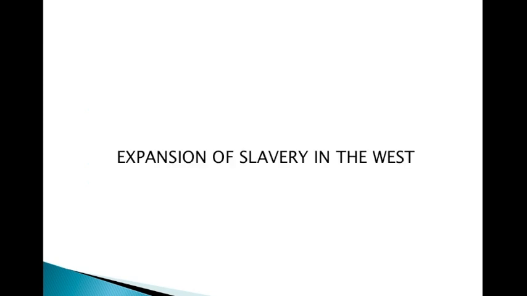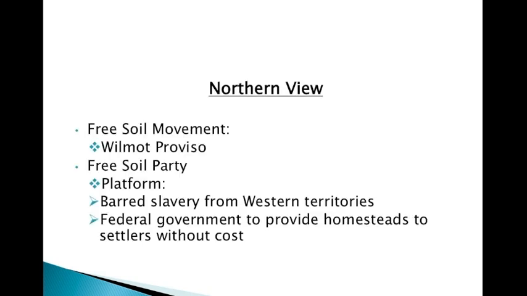Another underlying cause of civil war was the Northern view versus the Southern view regarding the expansion of slavery into the Western territories. The Northern view included the Free Soil Movement and the Free Soil Party. The Free Soil Movement included the Wilmot Proviso, which was a resolution proposed by Congressman David Wilmot of Pennsylvania. The proviso prohibited slavery from all territory acquired from Mexico. The Free Soil Party was a political party, and its platform included barring slavery from Western territories and having the federal government provide homesteads to settlers without cost.